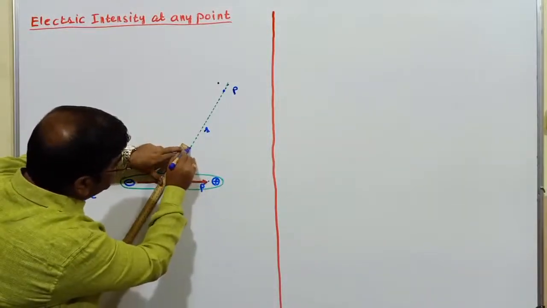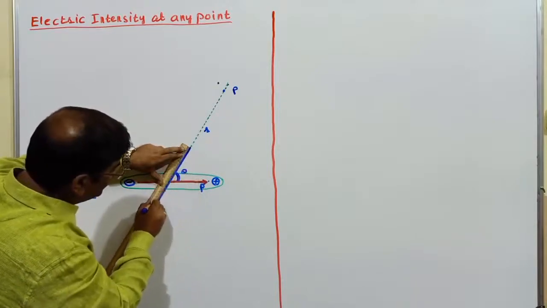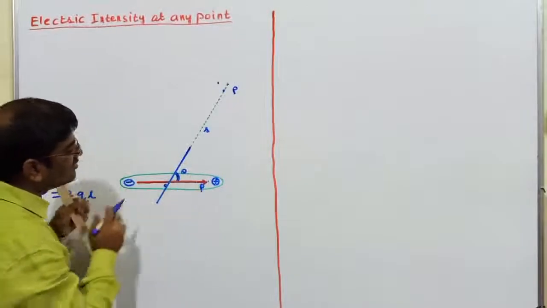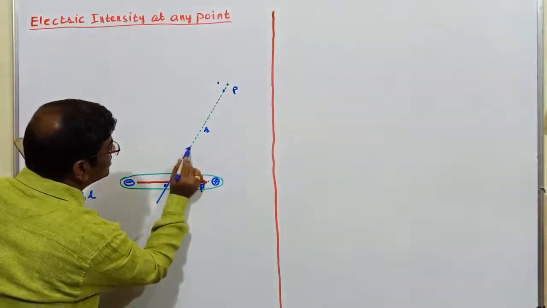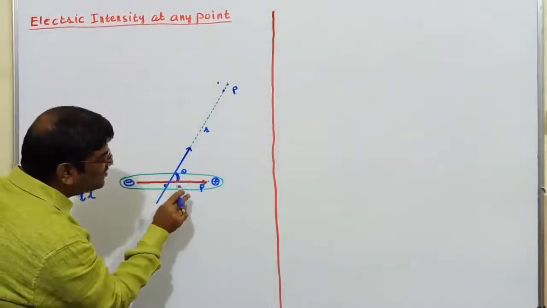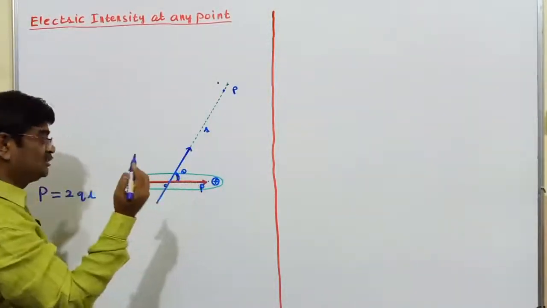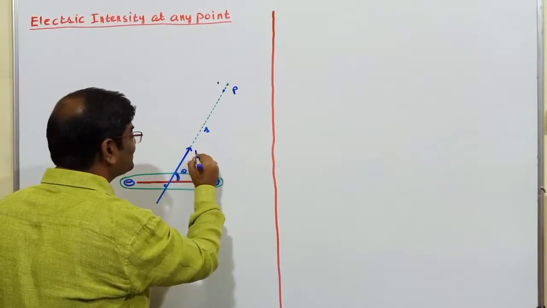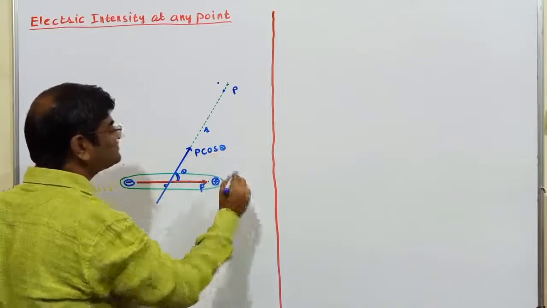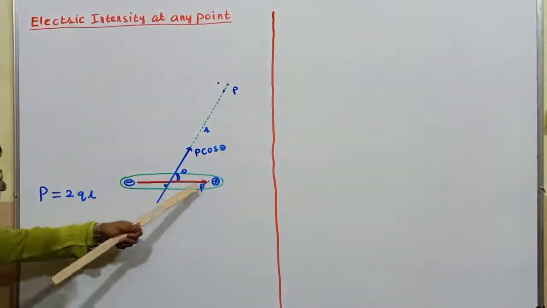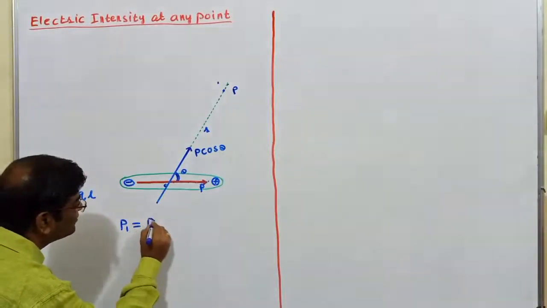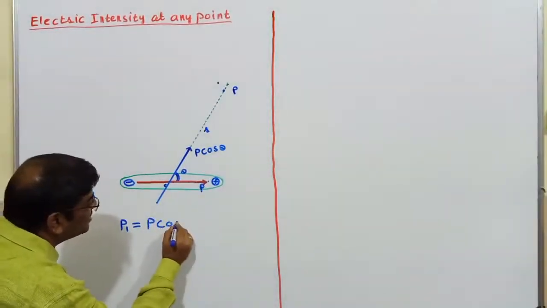See, I am resolving the dipole moment, and after doing so, one part I am getting here. How much is this part? As the vector P makes an angle theta with this line, naturally I will have this as P cos theta. So it's one of the parts of this dipole. I would mention it like this: P1 equal to P cos theta.